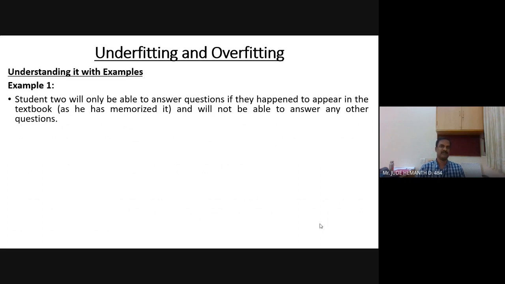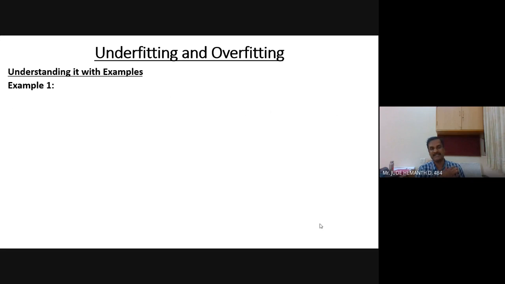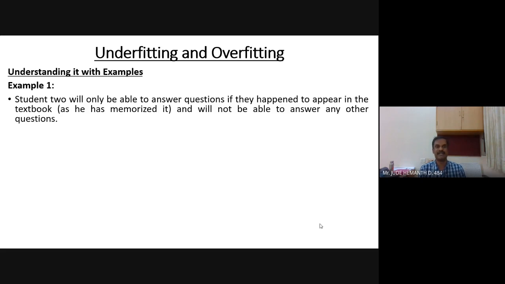Student 2, what is the problem with student 2? You may think that student 2 will answer all the questions because he has studied the complete textbook, but the answer is no. Student 2 will be able to answer questions only if they appear in the textbook, as he has gone through the problems only in the textbook. Maybe you can differentiate between memorizing and understanding. That is up to you. If I ask any problem from the textbook, he will be able to answer.